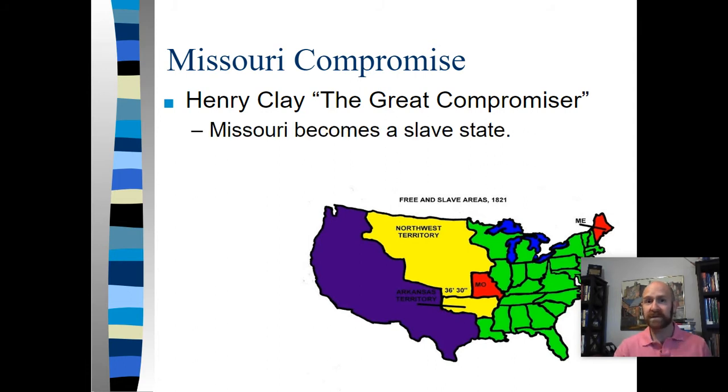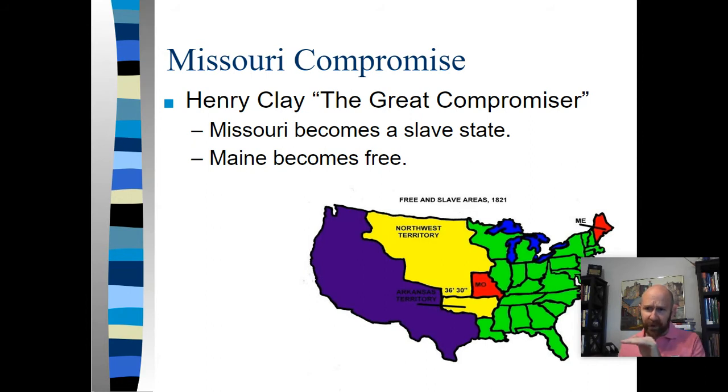So Missouri becomes a slave state, Maine becomes a free state, and then Henry Clay doesn't want to continue to have these arguments. And what he says is, and what gets passed in the law is, let's draw a line across America, a line of latitude, kind of a demarcation of the country.